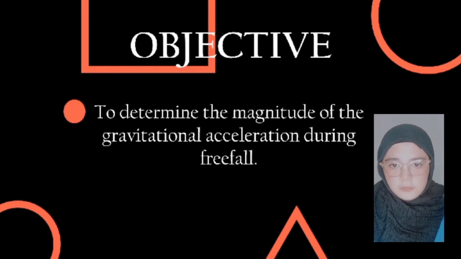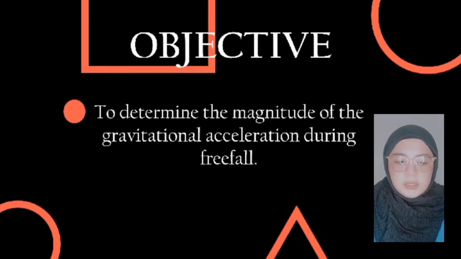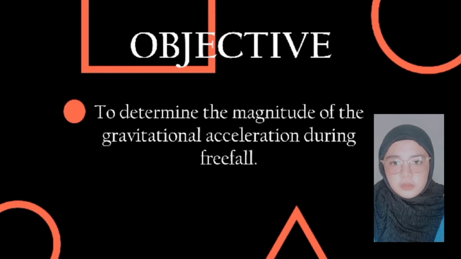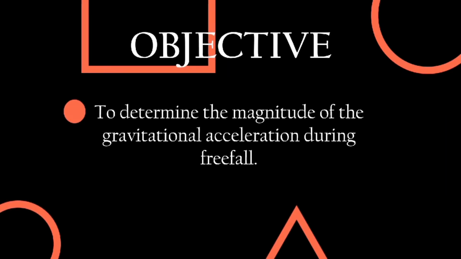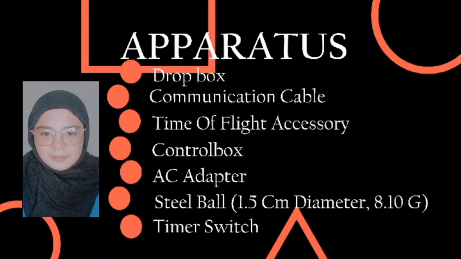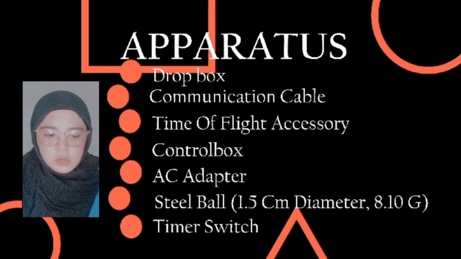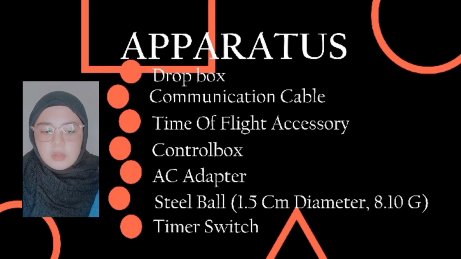The objective is to determine the magnitude of the gravitational acceleration during free fall. The apparatus is drop box, communication cable, time of flight accessory, control box, AC adapter, steel ball, timer switch.